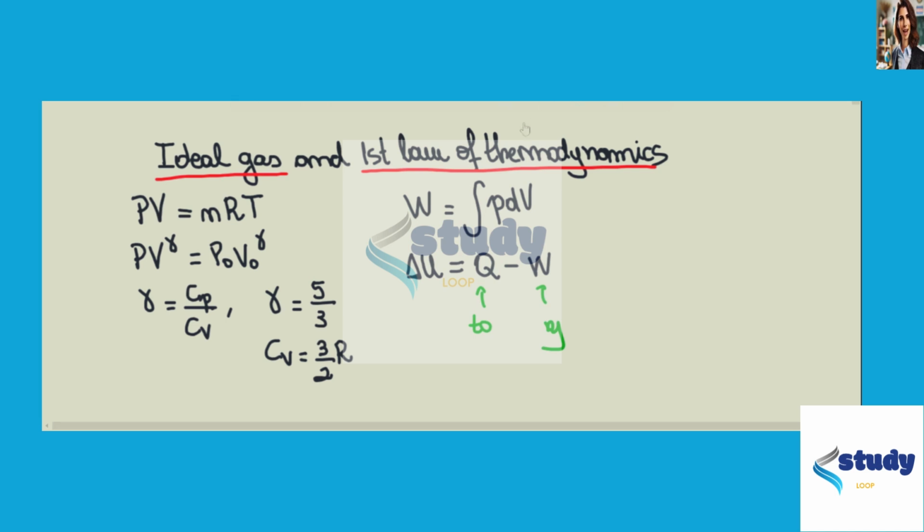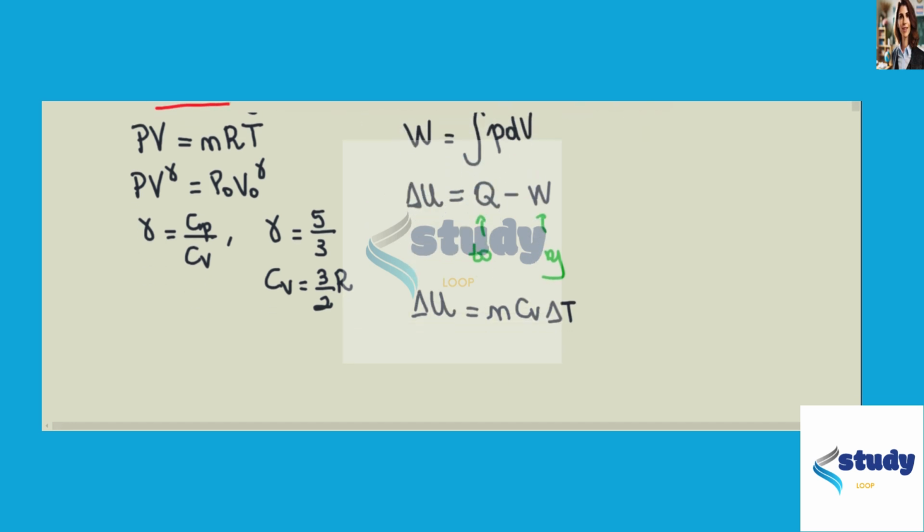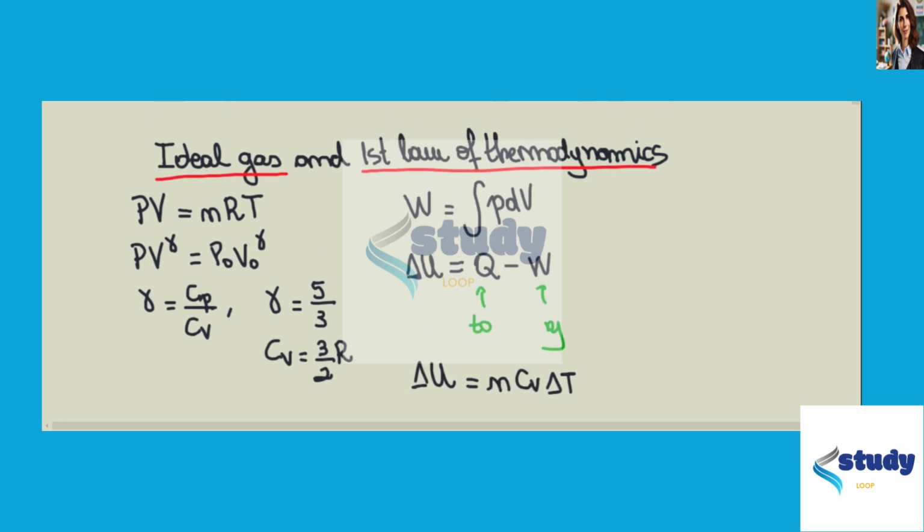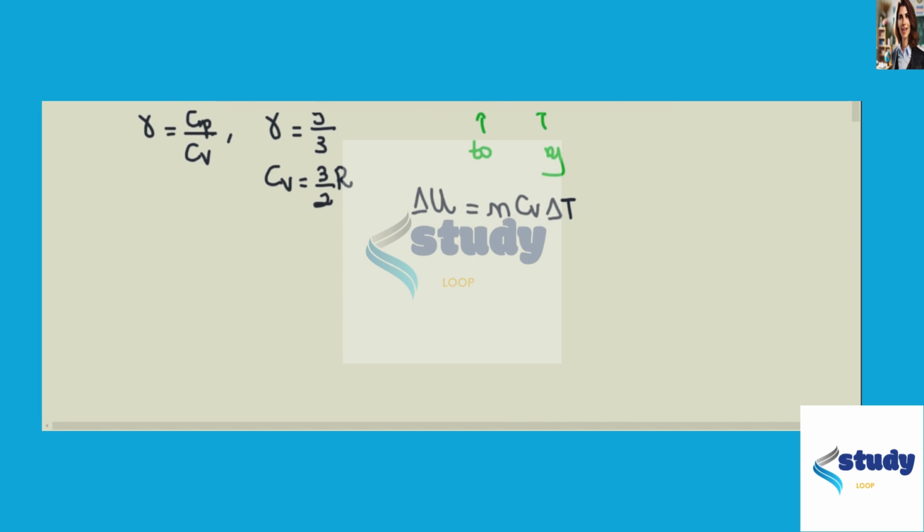Also, we need to know that the variation in internal energy of an ideal gas is equal to the number of moles of the gas times Cv times the variation of temperature. So it depends only on the variation of temperature. If the temperature does not change, neither does the internal energy of an ideal gas.